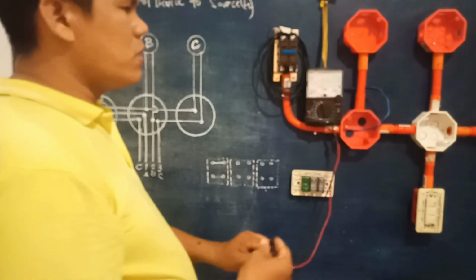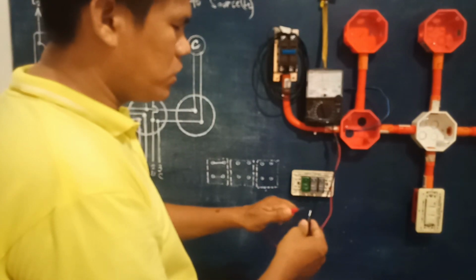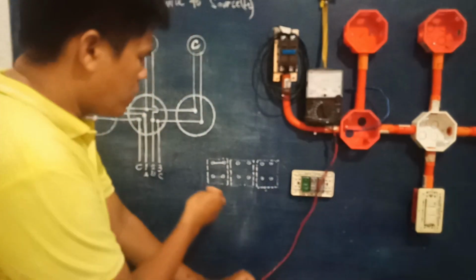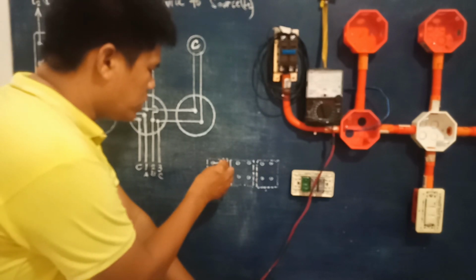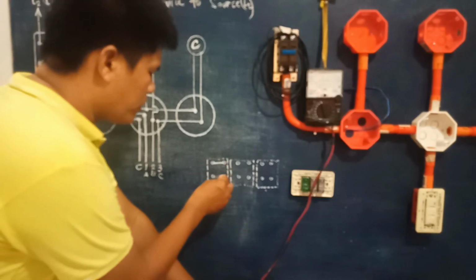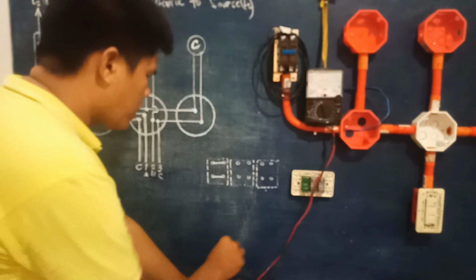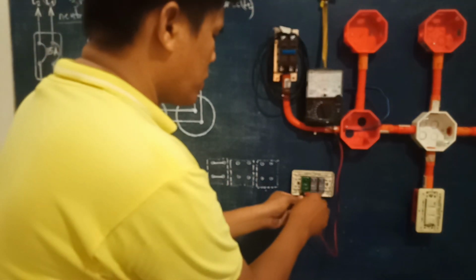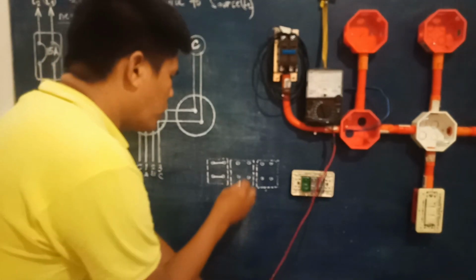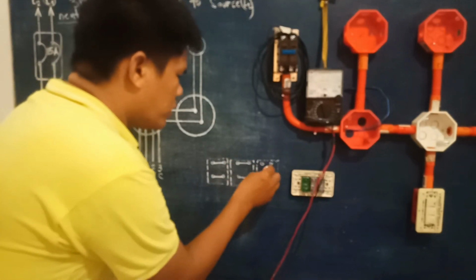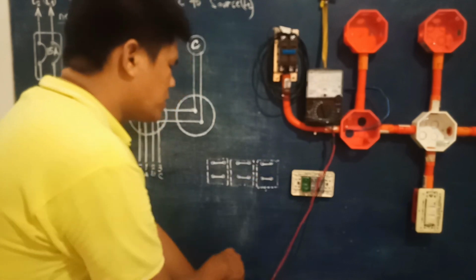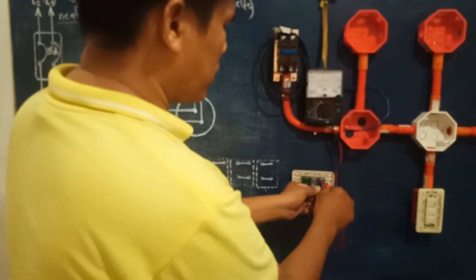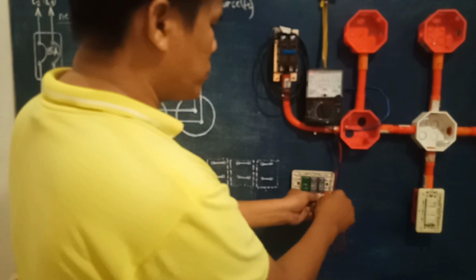So we have here the multitester. Once it sounds, meaning there is a continuity to each other. So let's check. Meaning they are in close contact to each other, meaning there is a continuity from each one. Another here, there should be a close contact or a continuity from this side. So let us check. Alright, the same. So all of these have a continuity to each other. So this is the principle of the control device or a single pole switch right here.